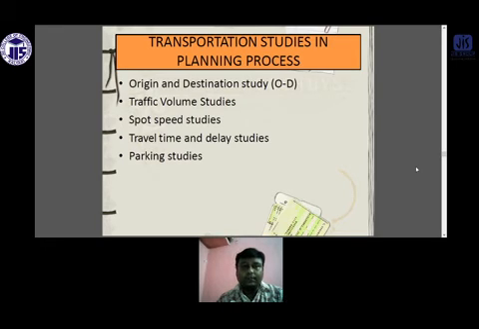Transportation studies in the planning process: origin and destination studies, traffic volume studies, spot speed studies, travel time and delay studies, and parking studies. So these are the few studies that need to be conducted in the transportation planning aspect.